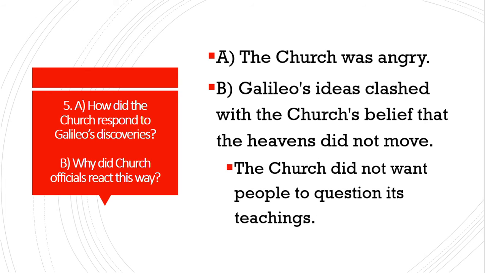The church doesn't want people to question its teachings. Think about it. The church has a lot of power as long as people believe what they say. If they're wrong about the Earth being in the middle, what else could they be wrong about? Maybe people will stop believing all the things the church says. So this is one of the reasons why they felt very threatened. If Galileo is teaching people the church is wrong, it threatens their authority. So they see him as a threat.